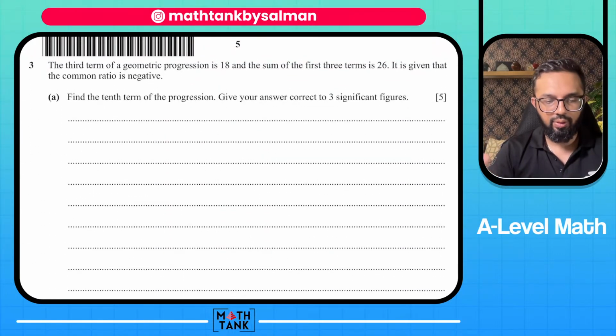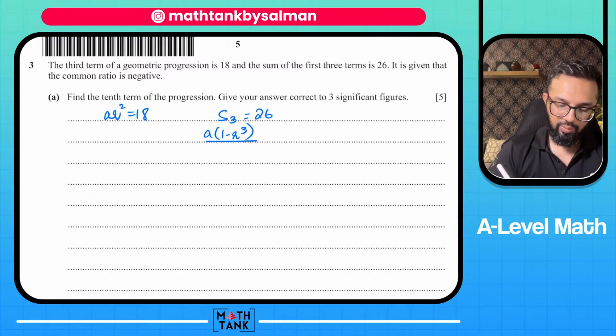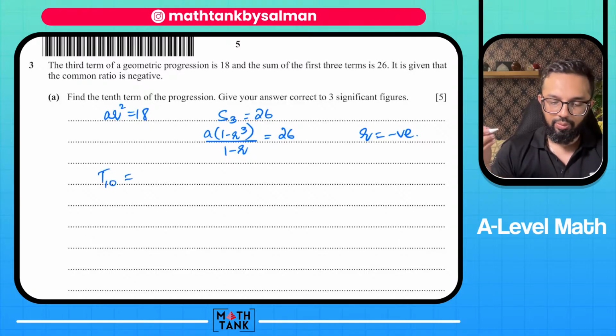It says the third term of a geometric progression is 18 and the sum of the first three terms is 26. So AR square is 18. And the sum of the first three terms is 26. So A(1 minus R power 3) over 1 minus R is equal to 26. It is given that the common ratio is negative. Find the 10th term of the progression. So AR power 9, that's what I'm looking for.